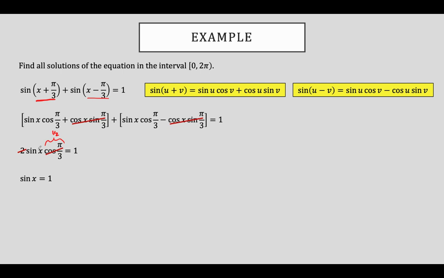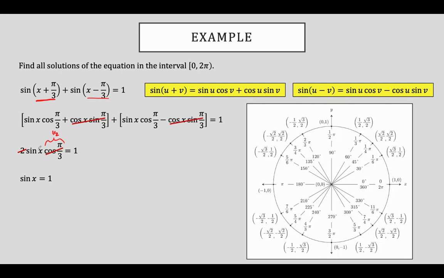Now that we have isolated the trig function, we can go to our unit circle and locate the angle between 0 and 2 pi that has a sine value of 1. Notice we are only looking for answers in this particular interval, so we don't have to tack anything on. What angle has a sine value of 1? That's going to be pi over 2. X equals pi over 2 is our solution.